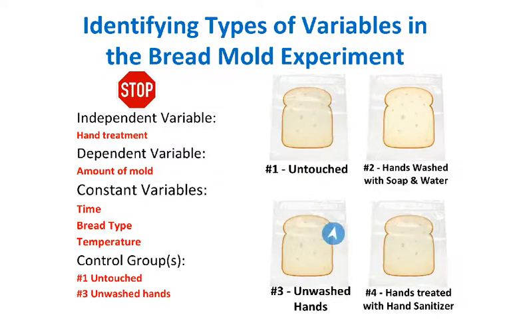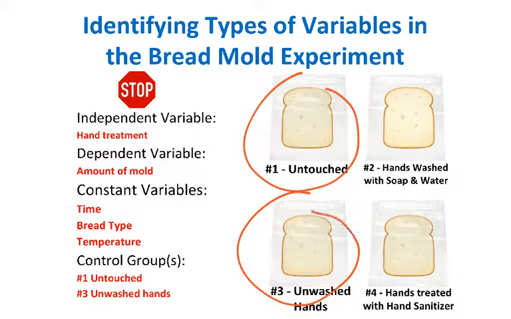And these are just here for comparison, right? If we want to know whether or not hand sanitizer and soap and water make a difference, then we need to compare what happens to these 2 pieces of bread to what happens to bread that is touched with unwashed hands and bread that's just untouched, period, right? So these, in this case, would be our 2 control groups or our 2 comparison groups.